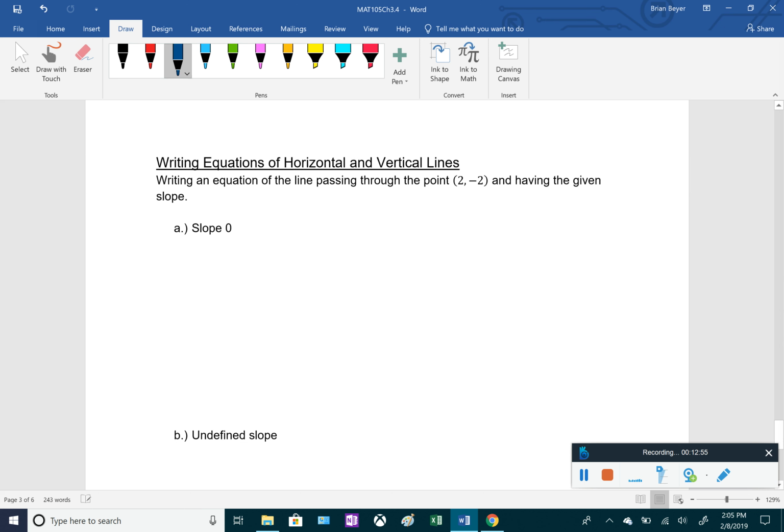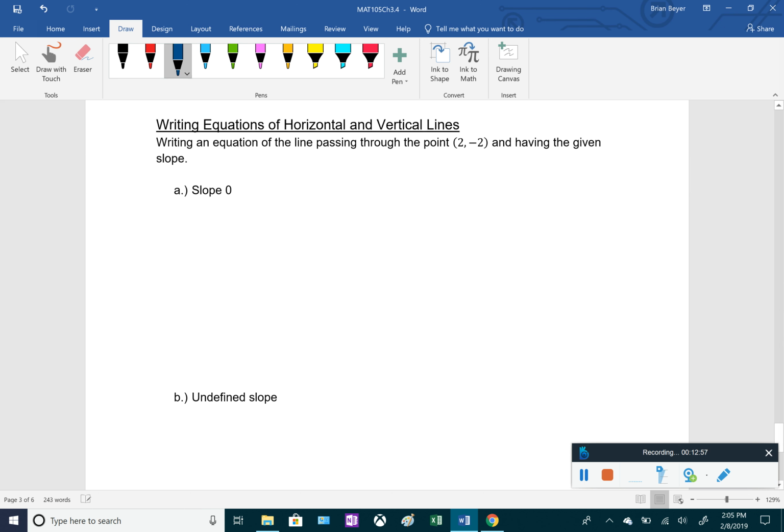Okay, and then for the last thing here, that was coming up with an equation of a line that was not horizontal and not vertical. So now let's come up with equations that are horizontal and vertical. For this example, let's write an equation of a line passing through the point (2, -2). And for the first one, saying that it has a slope of 0.